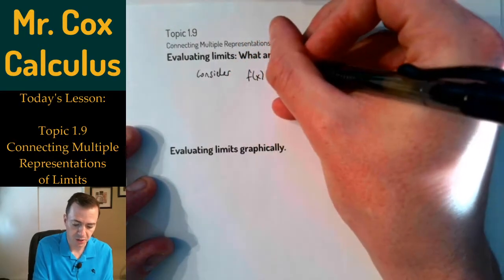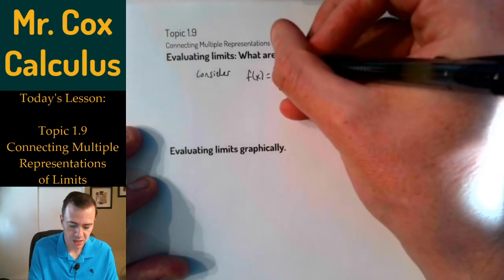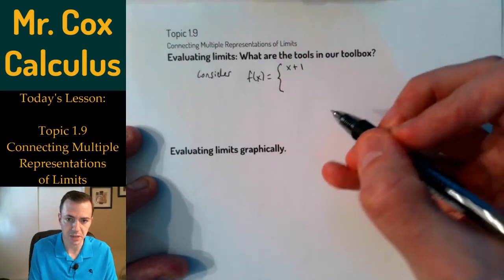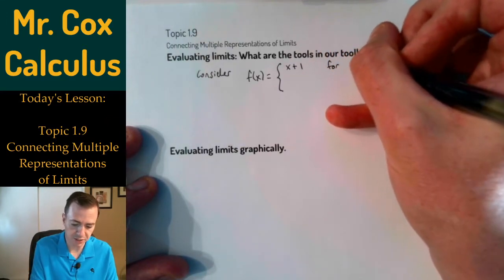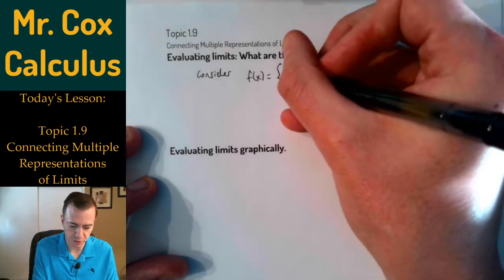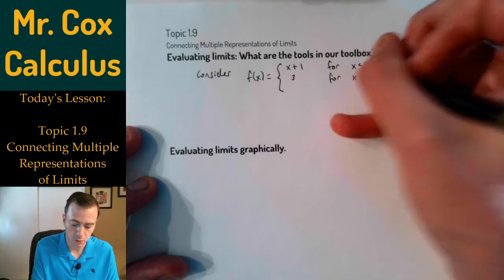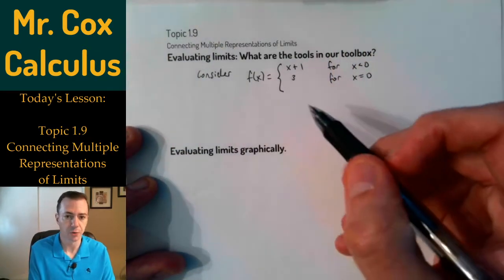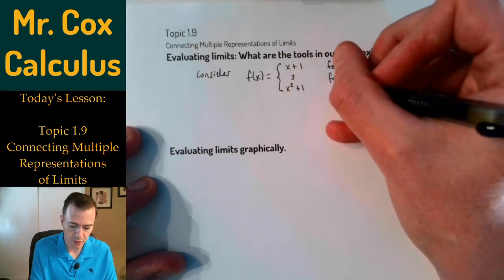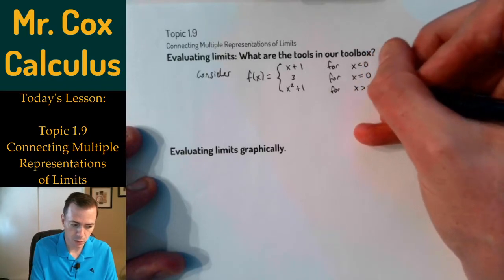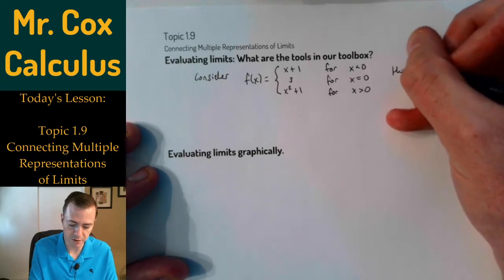f of x, which is going to be a piecewise function with three pieces. It behaves like x plus 1 for x less than 0. The function behaves as 3 for x equal to 0, or in other words, we're going to have the point (0, 3) on our graph. And then the function behaves like x squared plus 1 for all x greater than 0.